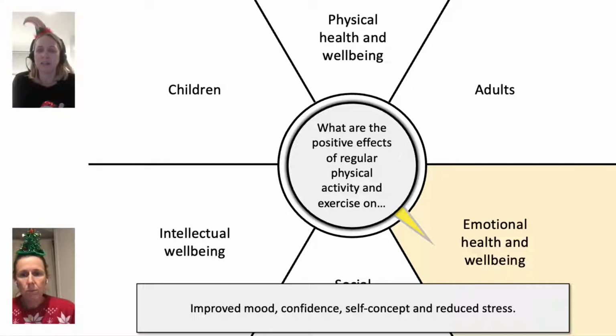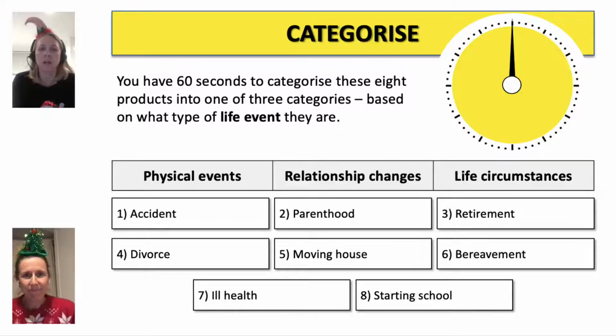Well done. Okay, so let's try a different activity now. We're going to have a little look. So we're going to move on to life events. Life events tend to be questions 8, 9, and 10 in your exam paper, and you're going to be asked about life events and then how they affect maybe people's social or emotional development. So we've got 3 categories here: physical events, relationship changes, and life circumstances. We've got some examples and we want you to put them into the right category. I'm just going to give you a little hint here: one of the categories has 2 answers and the other 2 categories have 3 answers.